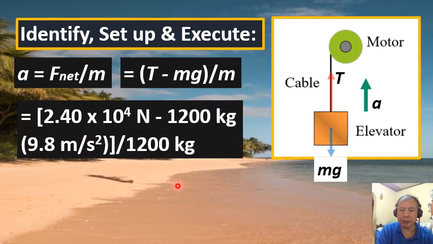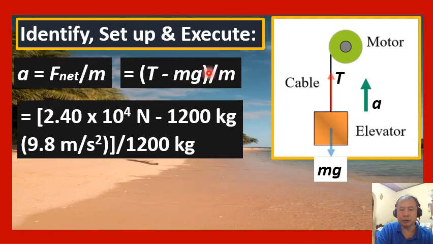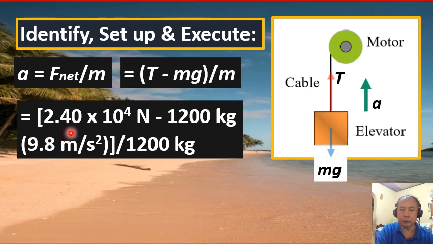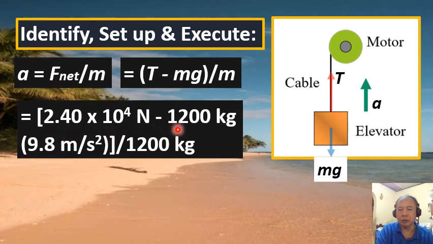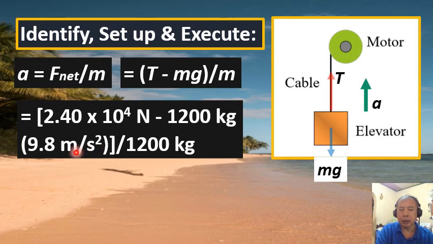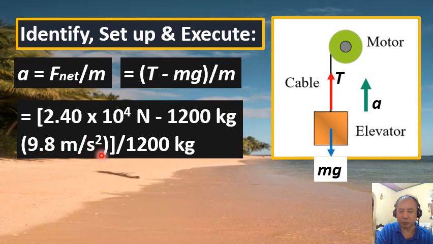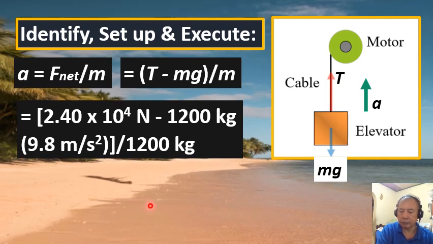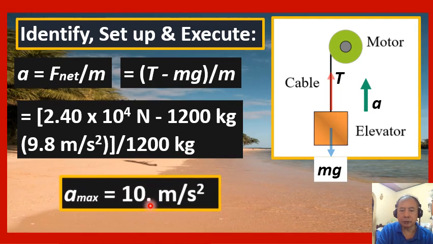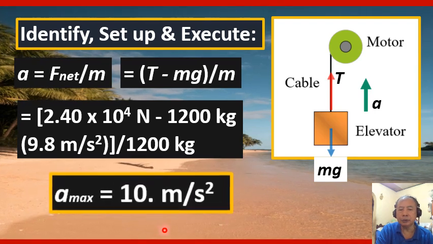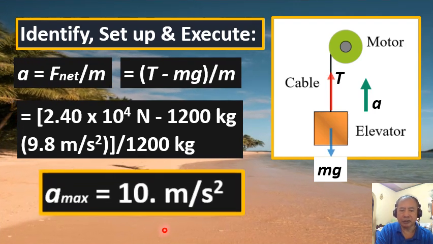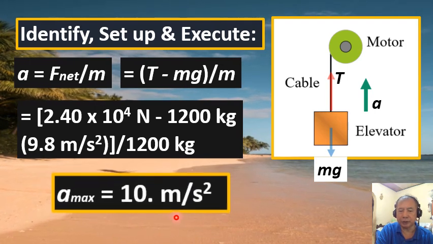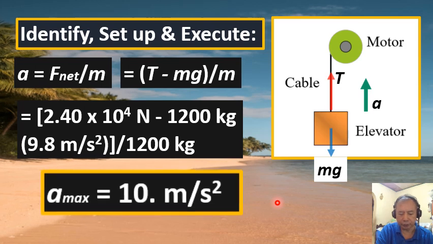So when we plug in the given quantities into this formula, we have acceleration equal to 2.40 raised to the 4th power Newton minus 1,200 kilogram multiplied by 9.8 meters per second squared, and then all over 1,200 kilogram. So when we do our math, we finally arrive at the value of the maximum acceleration of the elevator equal to 10 meter per second squared in two significant figures.